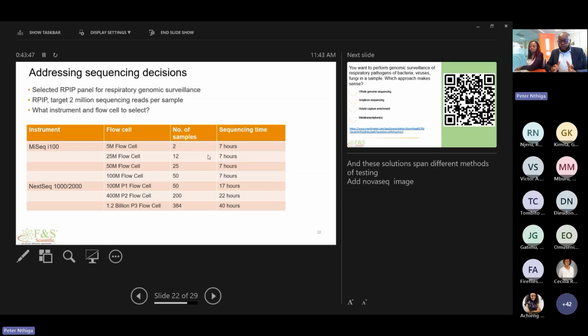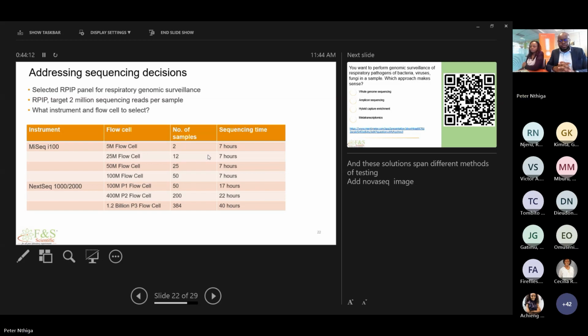If throughput is your concern and you want to sequence as many samples as possible, bigger instrumentation like the NextSeq 1000 platform can quickly address that kind of question. For example, if you want to process as high as 200 samples at a go, or even 384 samples at a go, there's a flow cell configuration that you can go for.